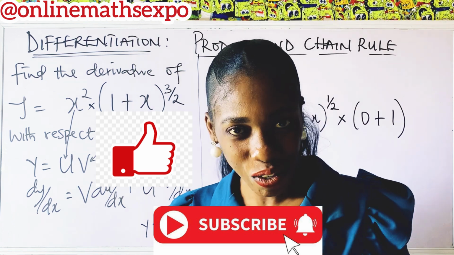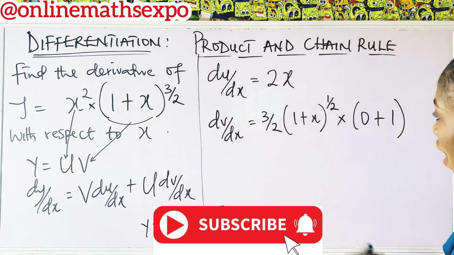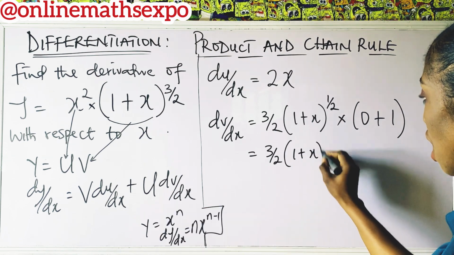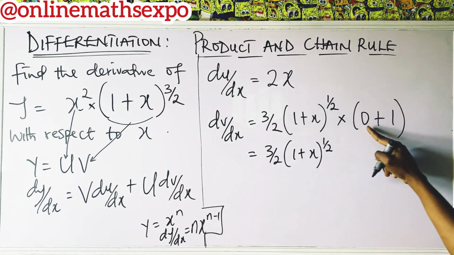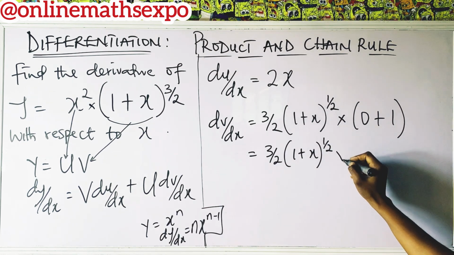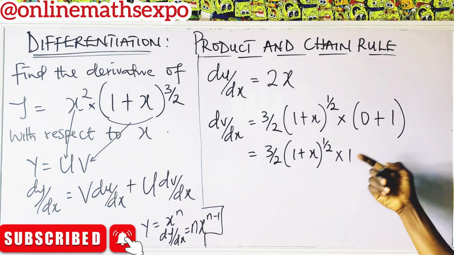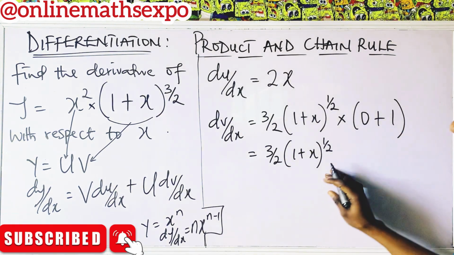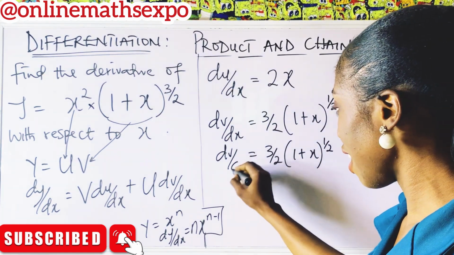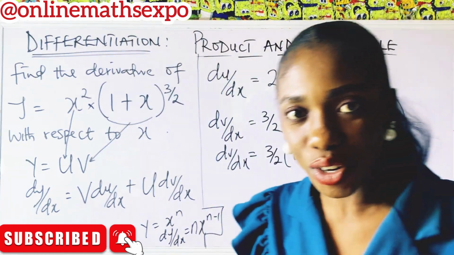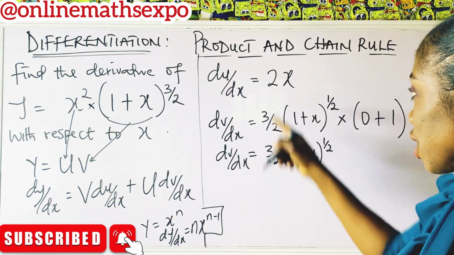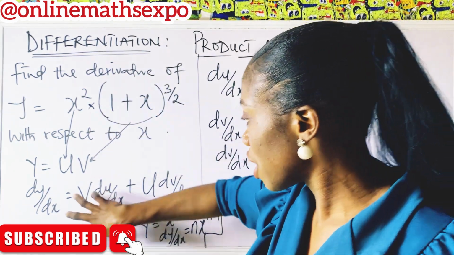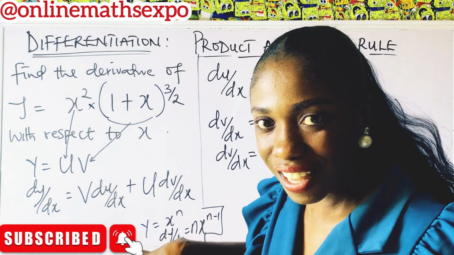Now let's continue. So finally we have 3 over 2 into 1 plus x to the power of half. 0 plus 1 is 1. And when you multiply any function by 1, it gives you back the function. So this is what we are going to have as our dv dx. That's very good. Having gotten our du dx and dv dx, your duty is to plug them into this formula.